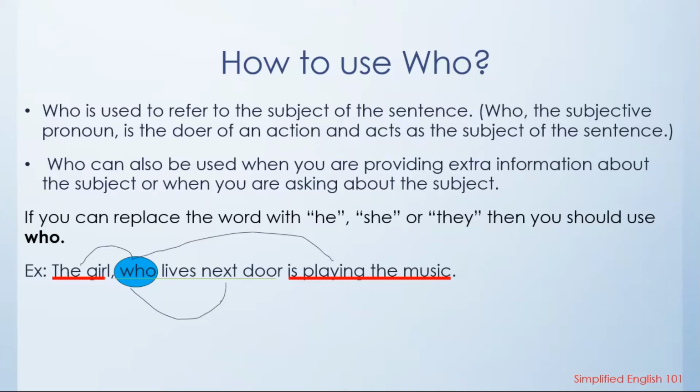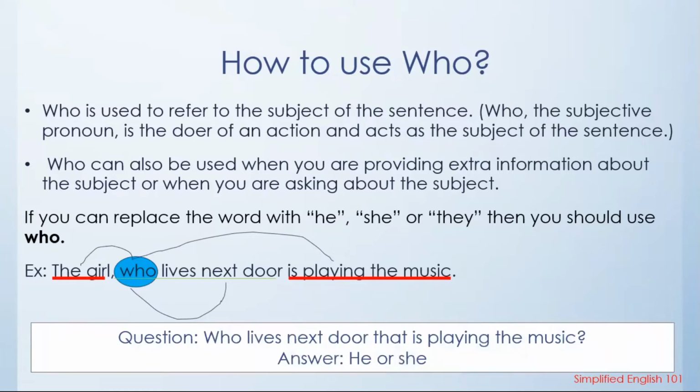If we were to turn this into a question, it would read, who lives next door that is playing the music? Remember the information in black that says if you can replace the word he, she, or they, then we use who. The answer for this question would be, she is the one that lives next door that is playing the music. Let us look at some examples of how to use who.